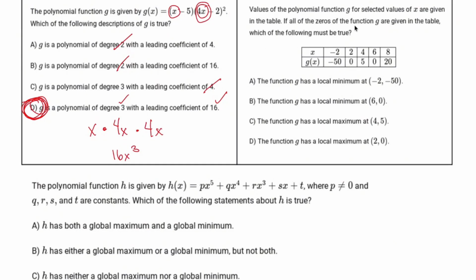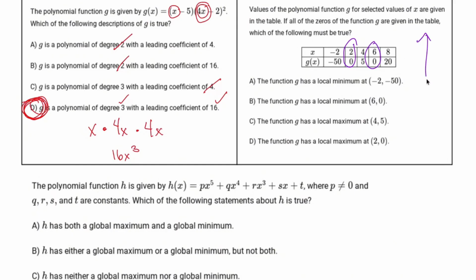Values of the polynomial function g for selected values of x are given in this table. If all of the zeros of the function g are given in the table, which of the following must be true? So all of the zeros are given. So you're a 0 and you're a 0.